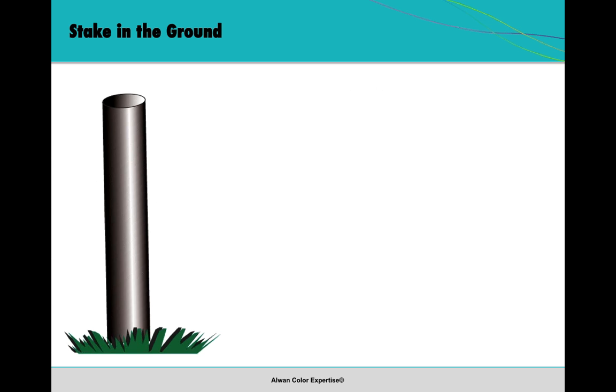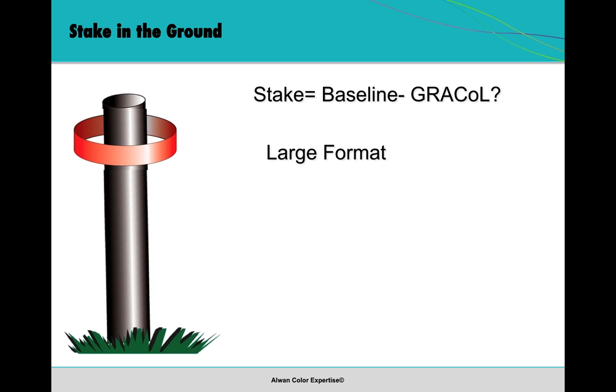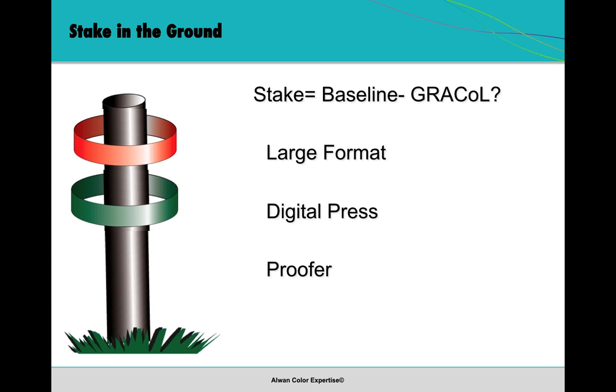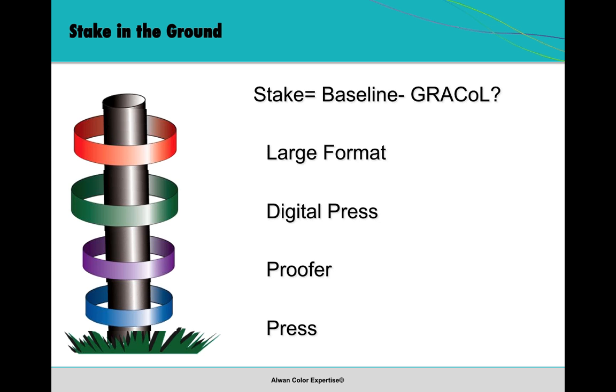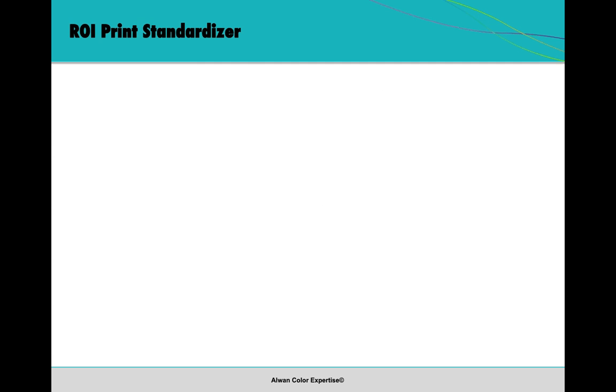In this case, I referenced the standard as the stake in the ground. We'll call that GRACoL if you're printing on a #1 paper stock. And if you've got large format devices, the large format device is like a ring that goes around that stake. So you aim your large format device to GRACoL, take your digital press, you aim that for GRACoL, take your proofers, you aim that for GRACoL, and your press, you aim that to GRACoL, and now each of your devices are matching one another. And oh, by the way, they're matching your reference condition as well, whether it's GRACoL, SWOP, or some other condition based on your substrate. Print Standardizer can do this.